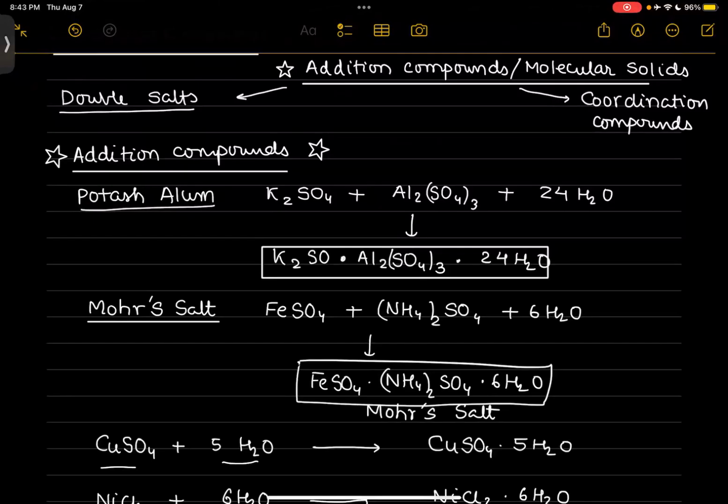What's the difference? If you put this potash alum back into water, so Jaslin, what may happen? If you try to dissolve the potash alum into water, what all ions are we going to get?